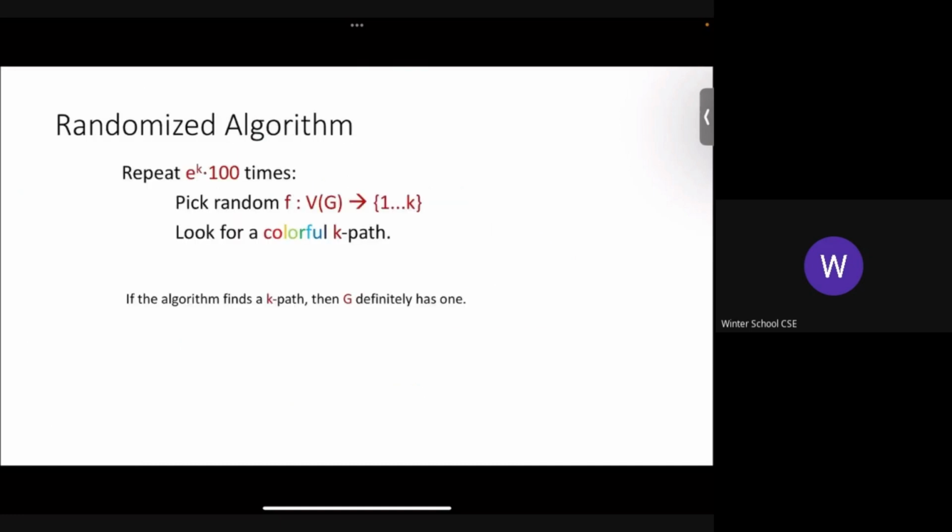Okay, so now I can actually repeat the randomized algorithm. I repeat e to the power k times, say 100, as a random constant here. This could be 100. You can take one. I just take 100. I like it for some reason. Okay, so I pick a random coloring function here, and I look for a colorful k-path. And I know that by doing dynamic programming, I can compute a colorful path in 2 to the k times n squared time.